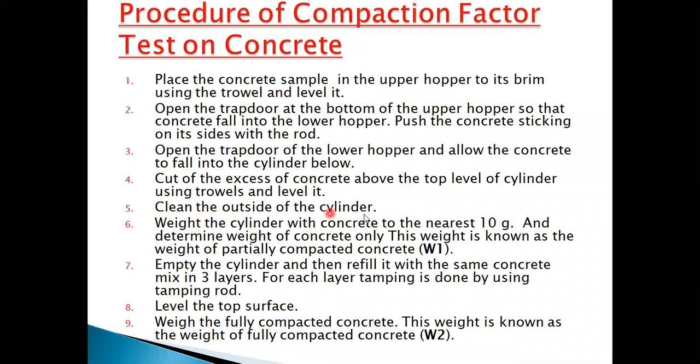Next, clean the outside of the cylinder. Weigh the cylinder with the concrete to the nearest 10 gram. So we have to take the weight and determine the weight of the concrete only. This weight is known as the weight of the partially compacted concrete, W1.